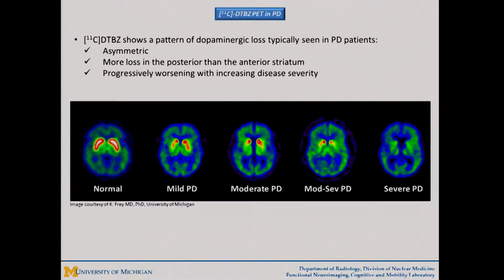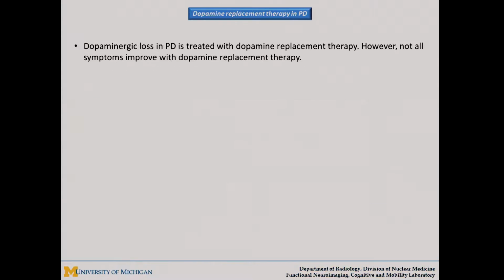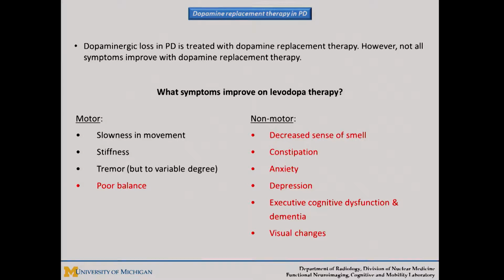Now with disease progression, I should say this is not the same person, so it looks like there's a little bit more activity here. But with disease progression from moderate PD to moderate severe and very severe Parkinson's disease, all the dopaminergic activity is just gone. You can see here there's very little red activity going on, so very little dopamine there. So what do you do? You lose dopamine, so you get dopamine replacement therapy.